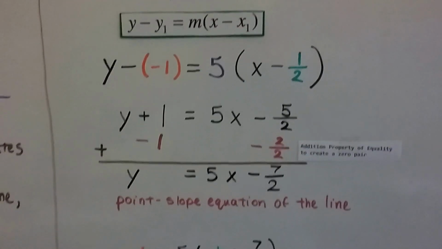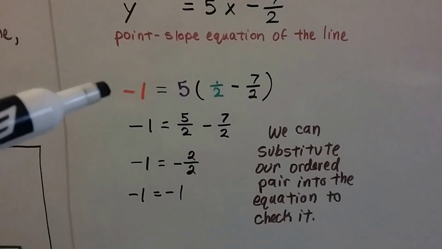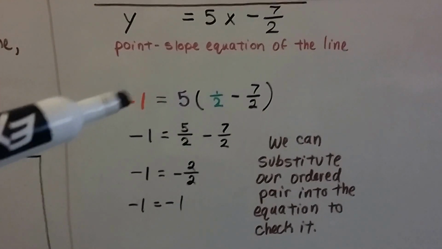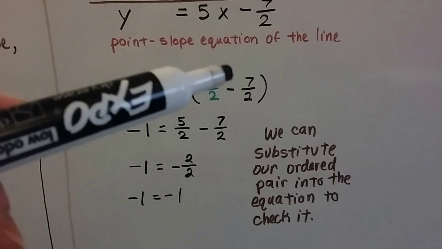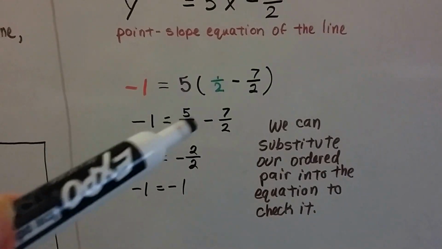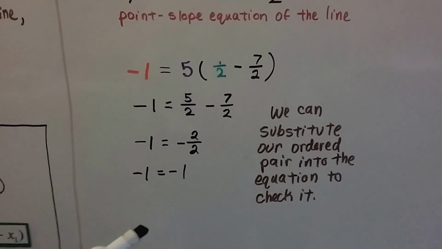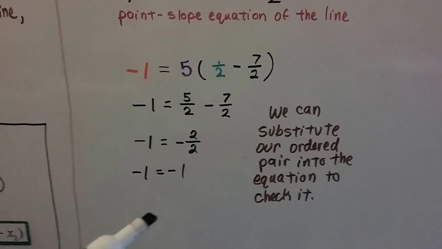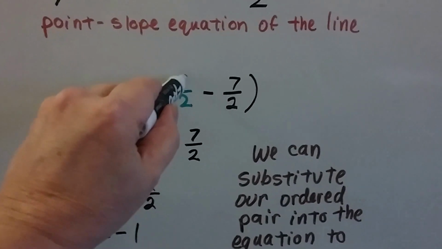We can check it. We can plug our values back in as -1 equals 5 times a half, and this -7 halves. And that's going to get us right back to -1 equals -1. So we can substitute our ordered pair into the equation to check it and make sure we did it right. Kind of got my 1 cut off there.